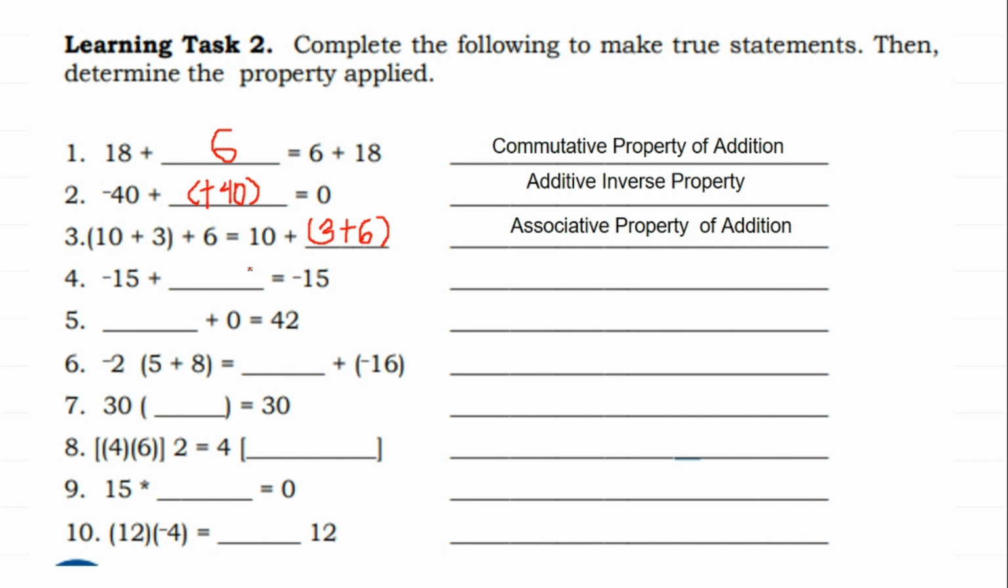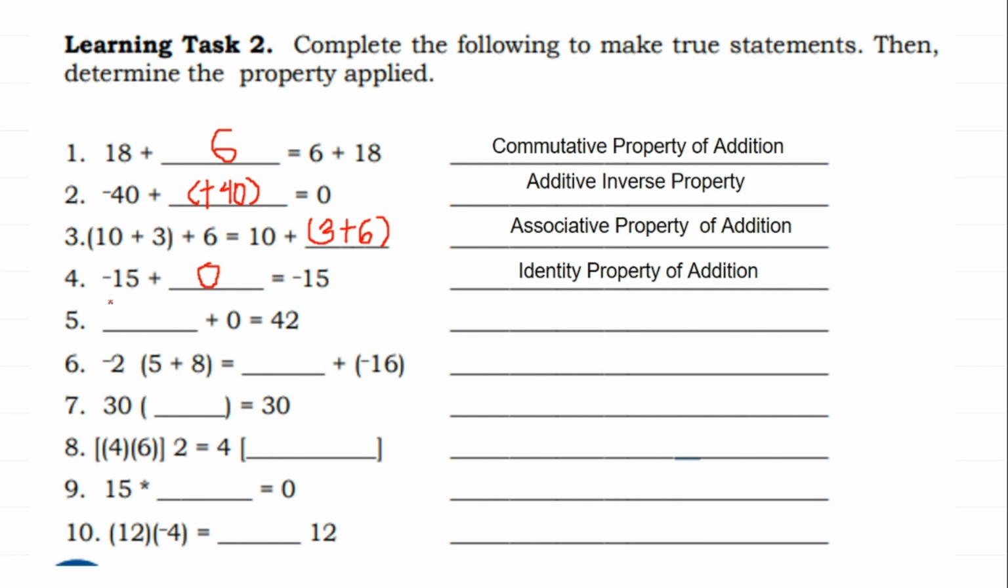Okay? Next, we have number 4 naman is negative 15 plus blank is equal to negative 15 pa rin. So, anong number ang kailangan nating i-add sa isang number para makuha yung sarili pa rin niya? Okay? So, we have the answer is 0. Tama? Because if we add a number to 0, makukuha natin is that number pa din. Okay? That is under identity property of addition. Diba sabi dyan, kahit anong number na i-add mo kay 0, ang makukuha mo yung number na yun pa din.